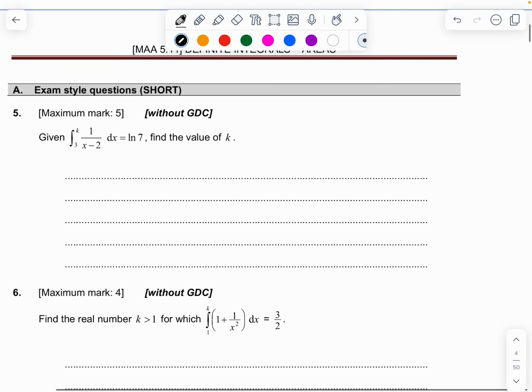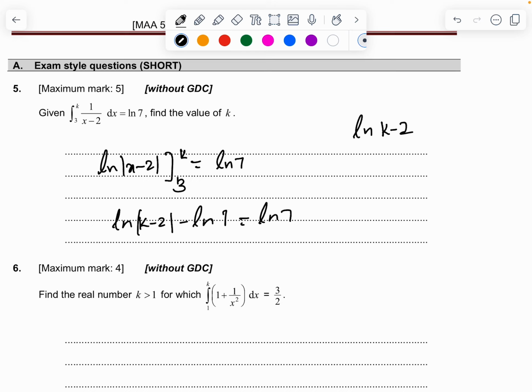Integral of 1 upon x minus 2 is ln of x minus 2 from the limits 3 to k equals ln 7. So ln of k minus 2 minus ln 1 equals ln 7. Ln 1 is 0, so ln of k minus 2 equals ln 7. Ln cancels, k minus 2 equals 7, k equals 9.